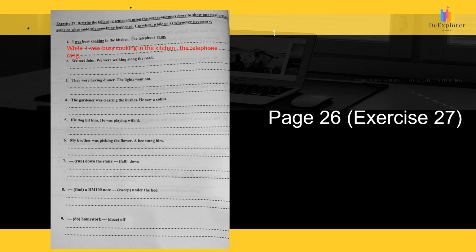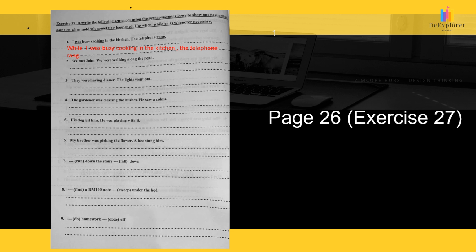Okay, I will do with you, question number 2. One more, let's do together. Question number 2. We met John. Second sentence, we were walking along the road. Okay, so the action going on, 正在的就是 we were walking along the road. And suddenly we met, 就是正在走，在路边走。Okay, 突然间的就是遇到 John. So that's why you met, you have the past tense. Okay, so how would you answer? How do you write this answer?